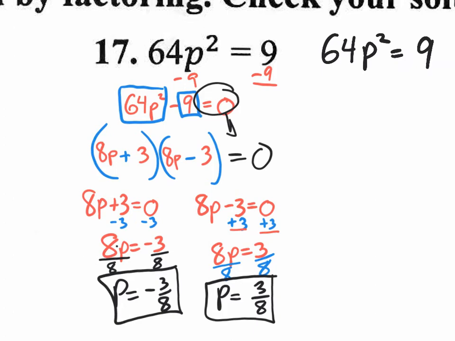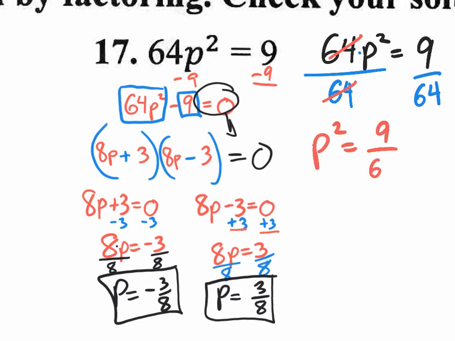How do I get rid of that 64? How do I get rid of the multiplication of 64 right in front of the p squared? By dividing by 64. So you divide by 64. So that would cancel. Your new equation would be p squared equals 9/64. Now you want to get p by itself. So what would you do to get p by itself? You do the opposite of a square. And what's the opposite of a square?